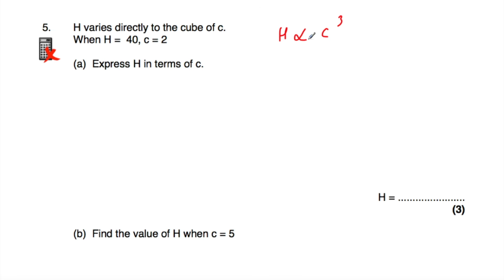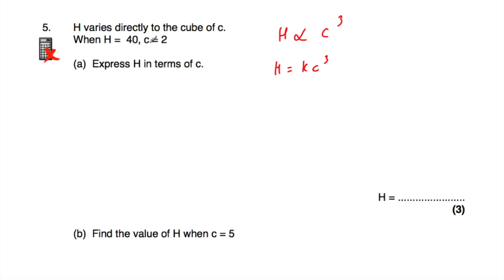So let's get rid of our proportionality symbol. So we've got that h is equal to, and we're going to multiply what's on the right hand side by k. So we've got k times c cubed. So we've got h is equal to k times c cubed. Now we want to find out what k is, because in the question we've been asked to express h in terms of c. So we just want to find out what the formula is, and we're told some information.